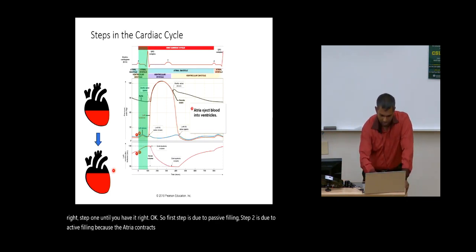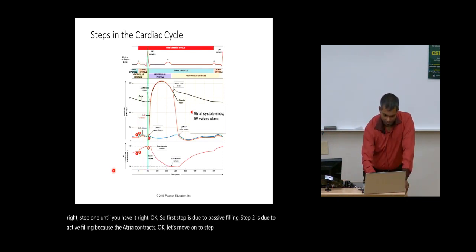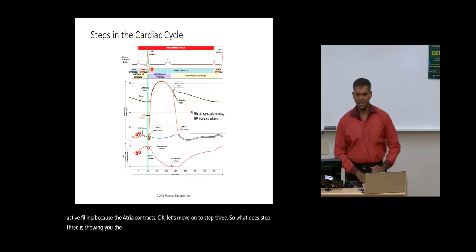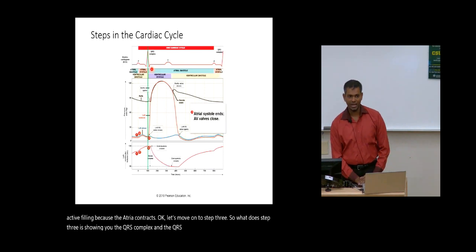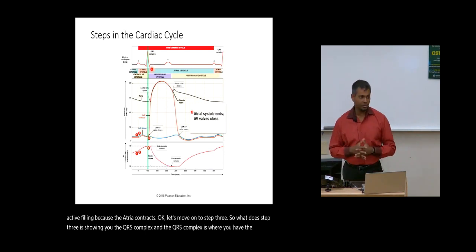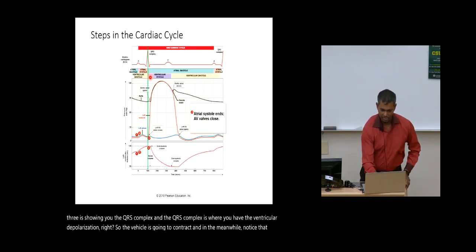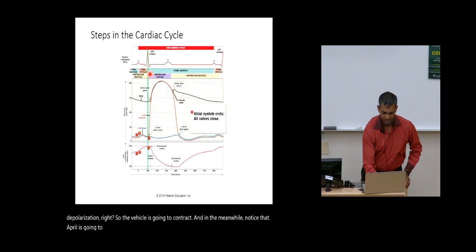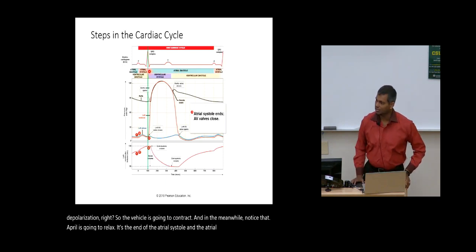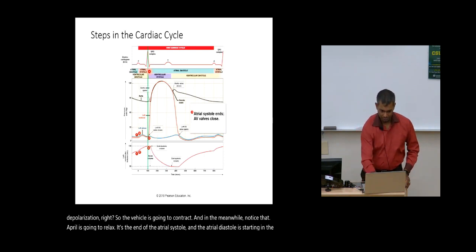Okay, let's move on to step 3. Notice that step 3 is showing you the QRS complex, and the QRS complex is where you have the ventricular depolarization, right? So the ventricle is going to contract, and in the meanwhile, notice that the atria is going to relax. So it's the end of the atrial systole and the atrial diastole is starting in the QRS complex.